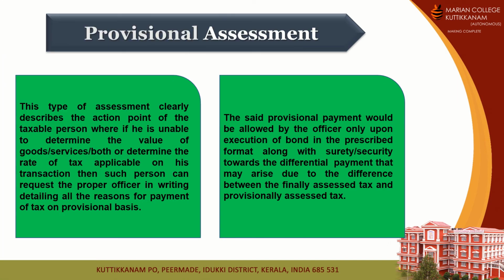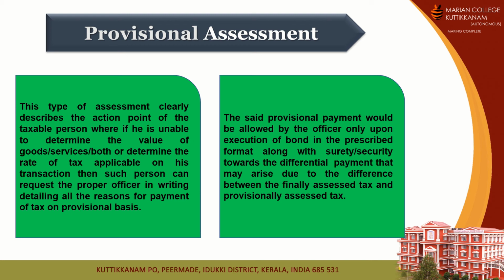So the second type of assessment is provisional assessment. If a particular taxable person is unable to determine the value of goods and services, or is unable to determine the tax rate applicable to him, he may request in writing to the proper officer, asking for permission to pay tax on a provisional basis. So this type of assessment is known as provisional assessment. So here the payment of tax is done on a provisional basis. Now we will see it in detail.